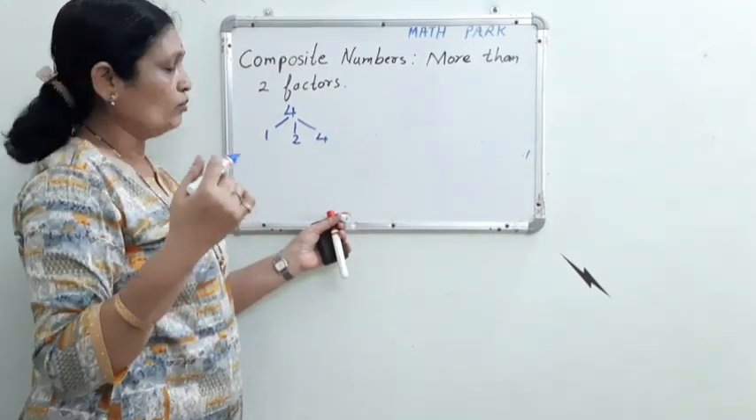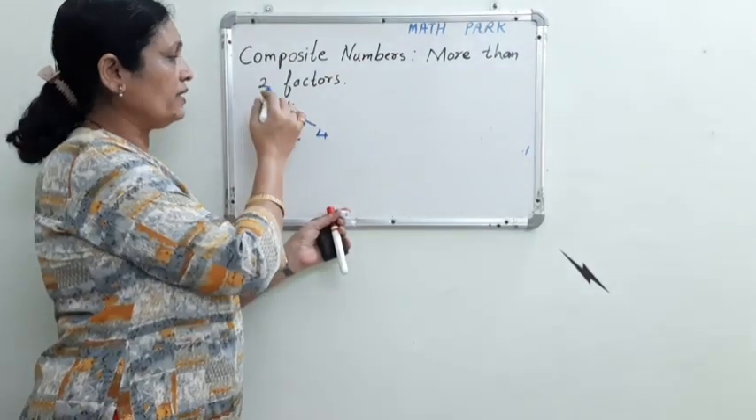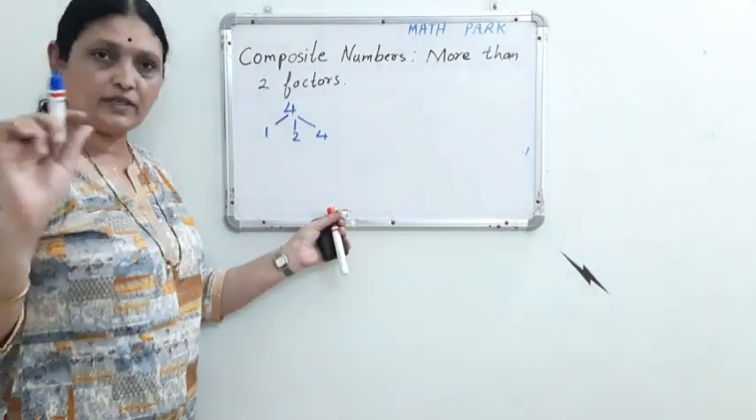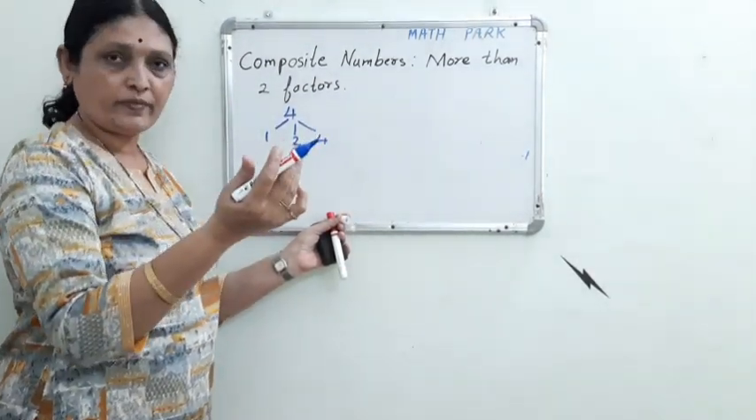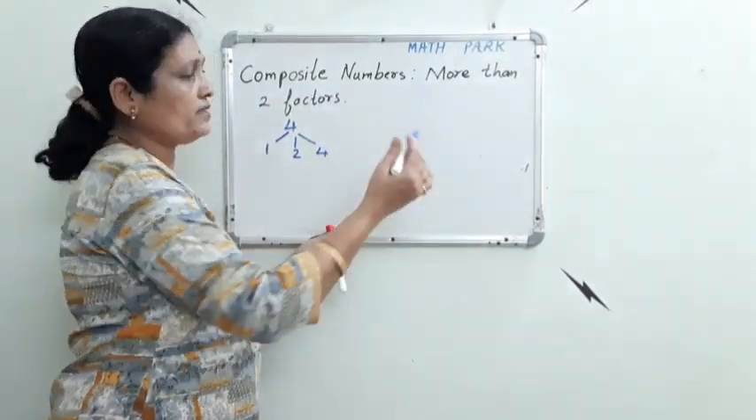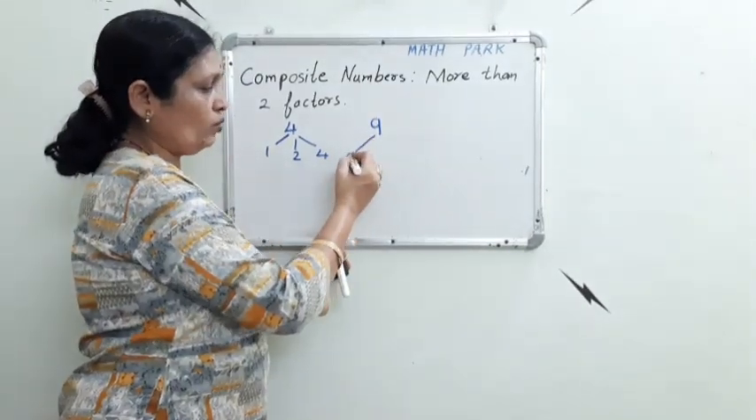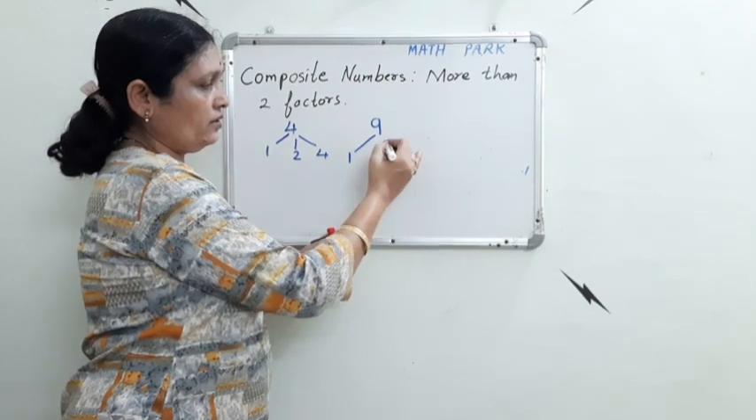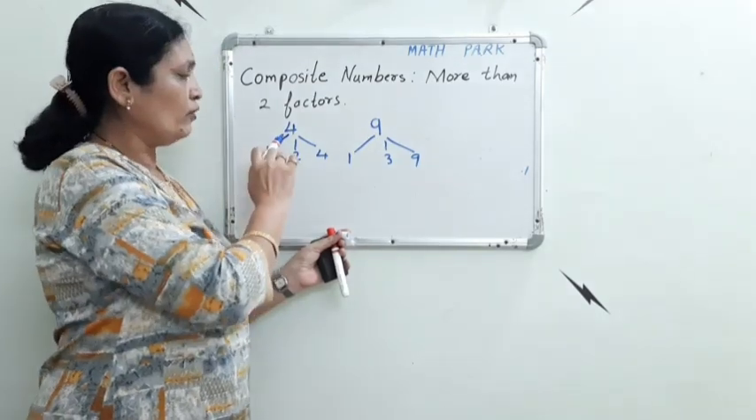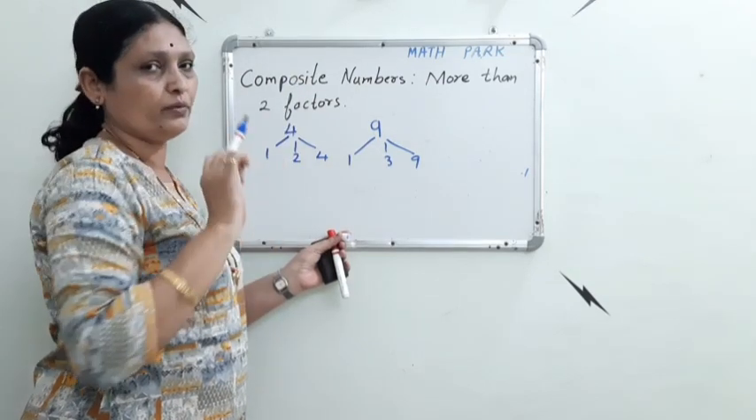A number which is having more than 2 factors is called a composite number. Remember now, other than 2, all even numbers are composite. 5 is prime, 6 is composite, 7 is prime, 8 is composite. Let's look at 9. Factors of 9 are 1, 3 and 9. So again 9 is having 3 factors, so it is a composite number. Remember children, 4 is the smallest even composite number, 9 is the smallest odd composite number.